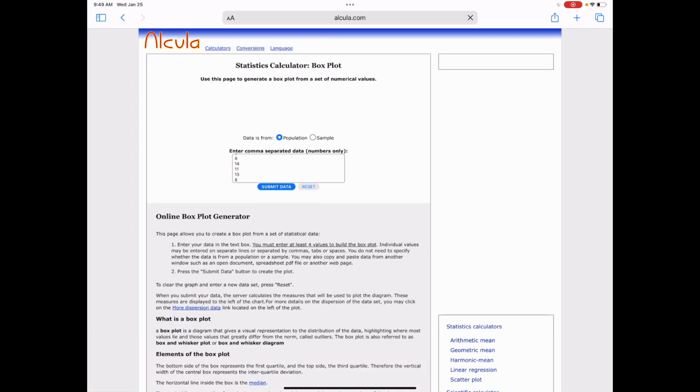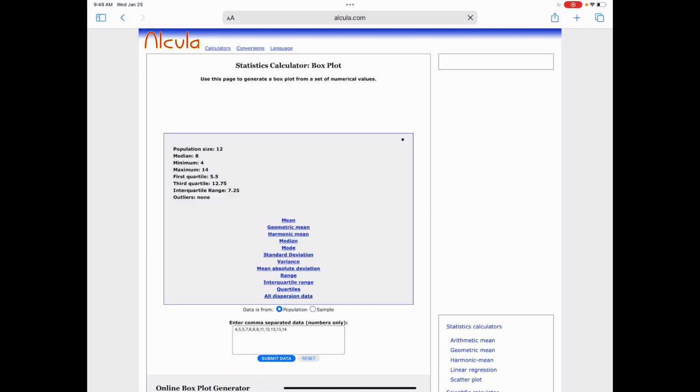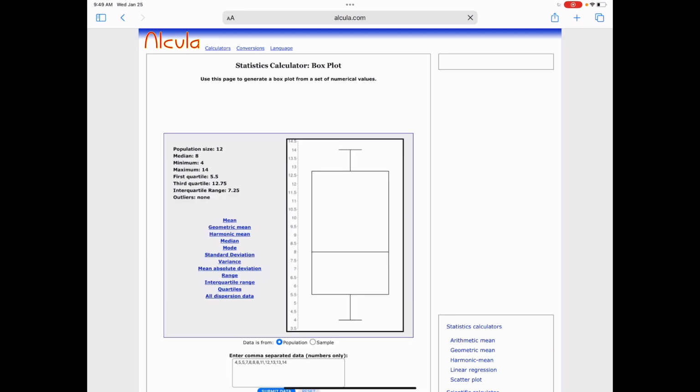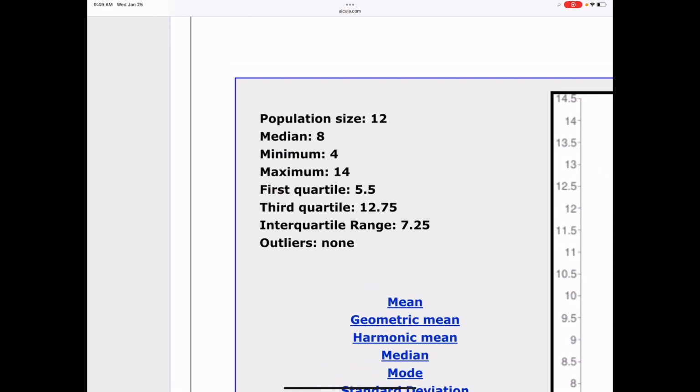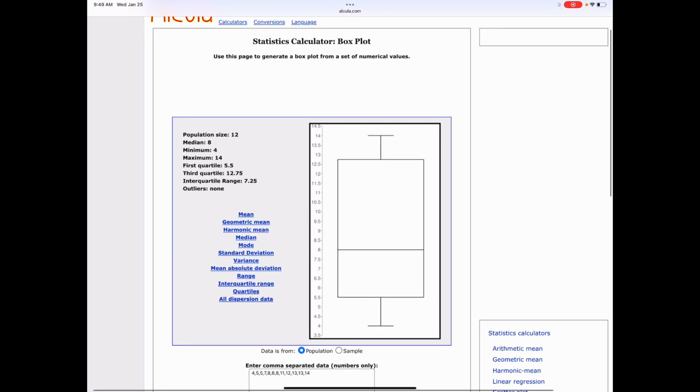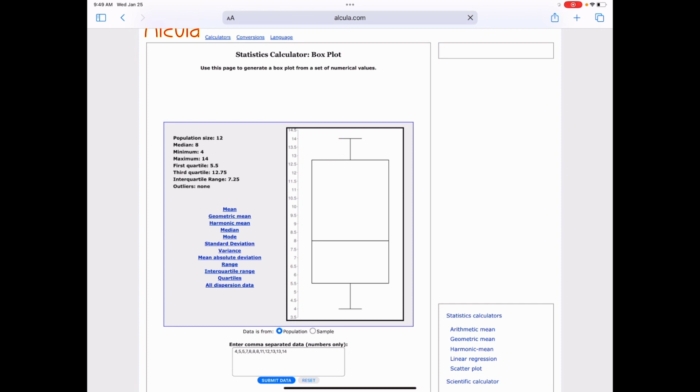Okay, so I've typed in the data already, so I will submit that data. And there's our box plot generator, and we're looking to find the mean, median, mode, range, and standard deviation. So this one automatically shows you the mean. So if you look over to the left here, I can blow it up, you can see that the median is 8. So the median of the new data set is going to be 8 plus 7, which is 15.